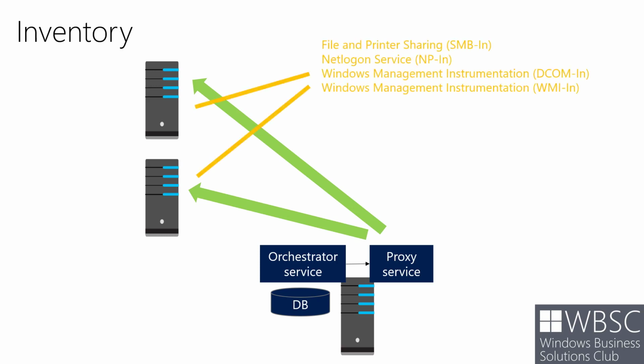On the source server, we need some access rights and some firewall configuration. So we need File and Printer Sharing, SMB in. We need the Netlogon service. We need Windows Management Instrumentation, DCOM in, and WMI in. So these are the requirements on the source server. The important thing is a default installation of Windows Server already has these requirements pre-configured.